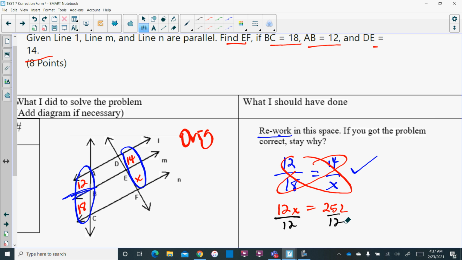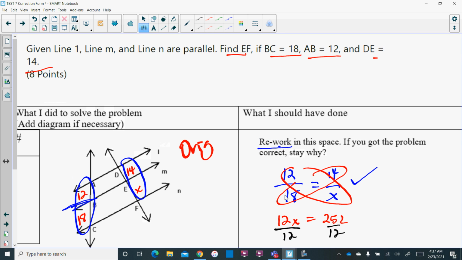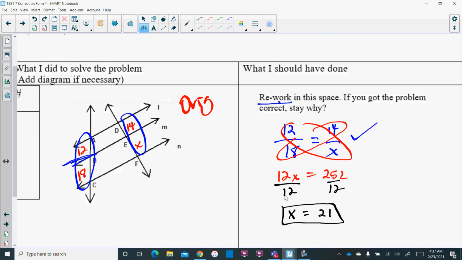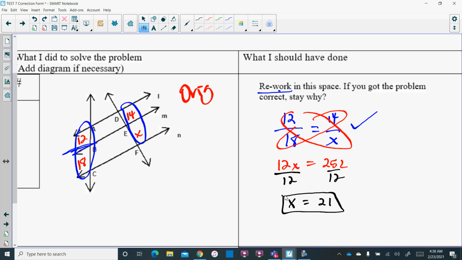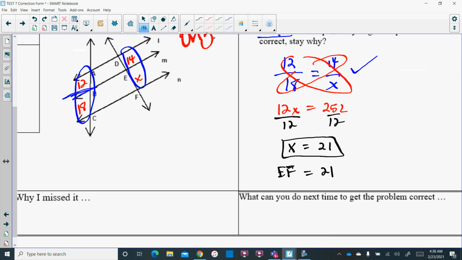And to get our x, our x was 21. And that was the EF that we need to find. So this one worked because EF, which is the section that we needed to get, was our x. So that means EF was 21. So again, don't forget, you tell me why you missed it. What can you do next time?